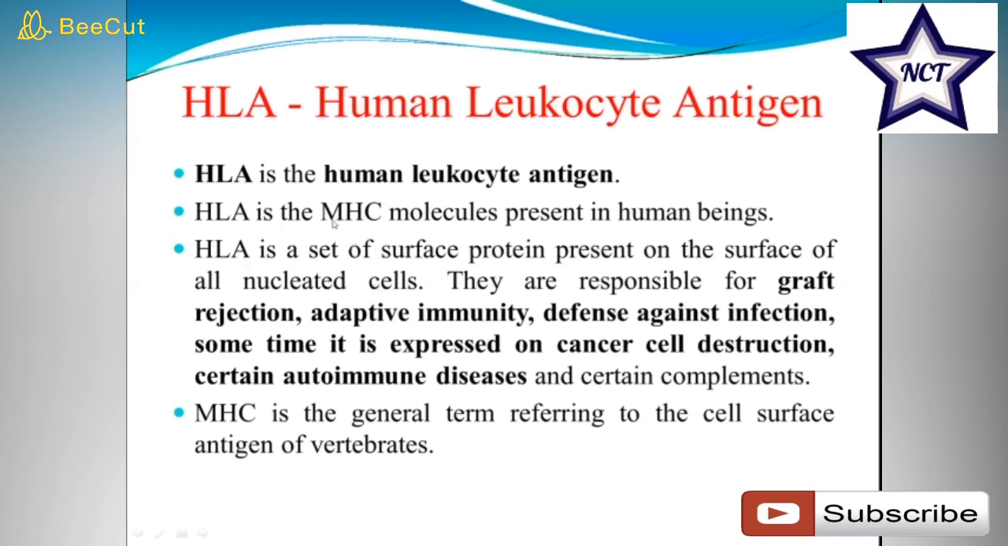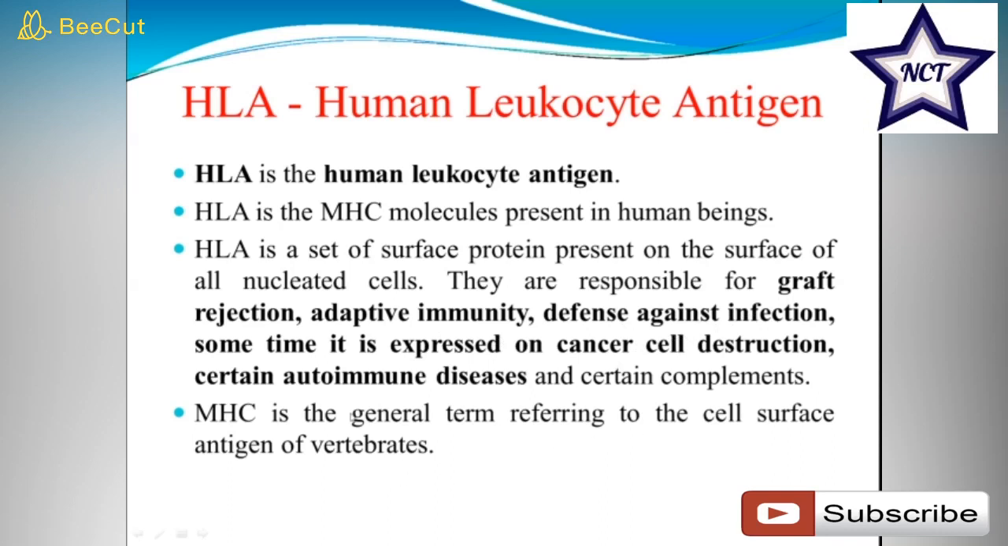So basically, as I told you in the starting, MHC molecules are responsible for the differentiation of antigen into self and non-self. If the MHC molecules recognize self molecules as antigen, they will mount an autoimmune response, along with Th cells and autoantibody production. A graft is rejected because MHC genes recognize the graft as non-self. They are responsible for adaptive immunity and defense against infection, and sometimes they are also involved in cancer cell destruction.